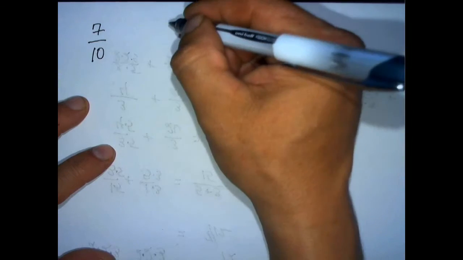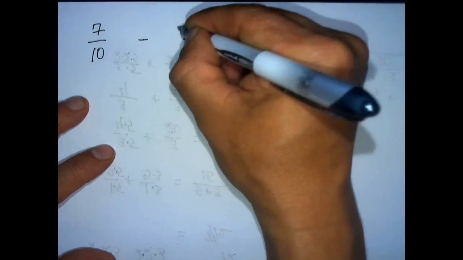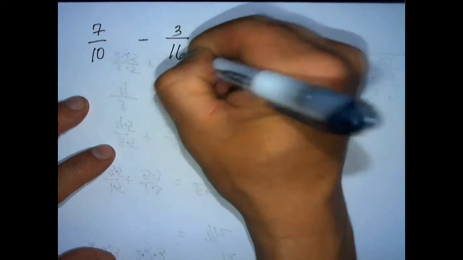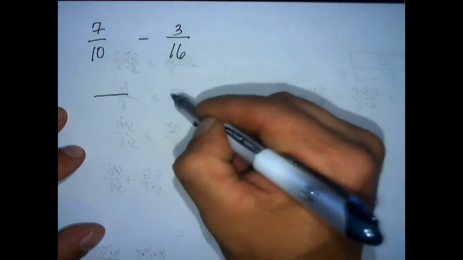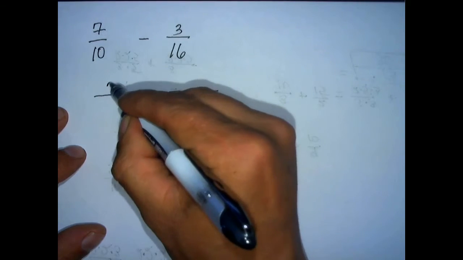7/10 minus 3/16. Okay, so in both of these, the numerator stays the same. Don't forget, subtract.